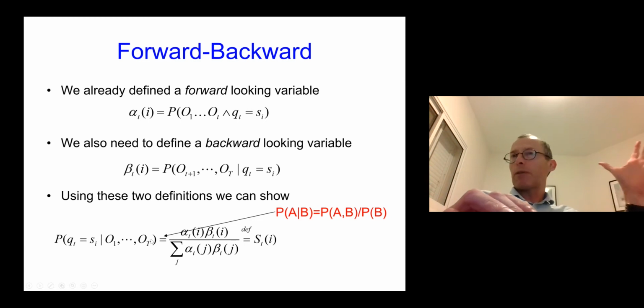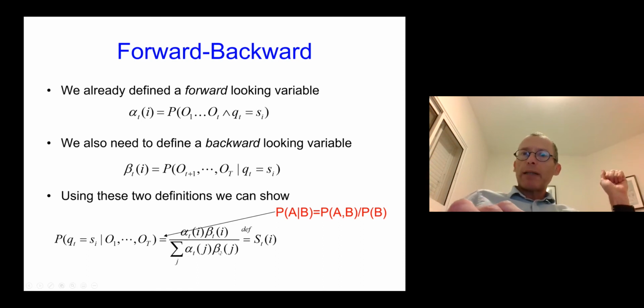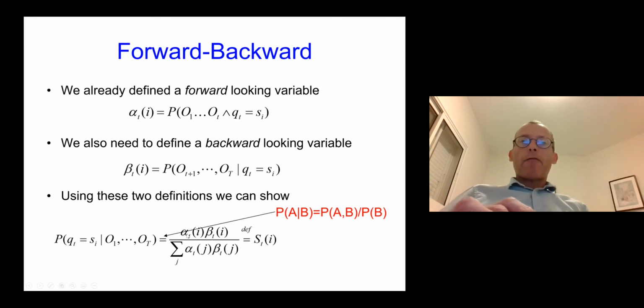We have other ways to represent P of O1 to OT. We already said we can represent it using alpha and so forth, but using alpha and beta is another way. So if we believe the numerator, the joint of QT equals SI and O1 to OT, is alpha T of I times beta T of I, then the probability of O is just the summation of all of them.